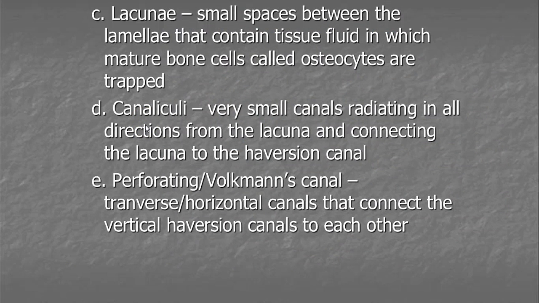Then you have what are called perforating or Volkmann's canals. Don't use the term Volkmann's, again, named after somebody, but perforating canals. Their main job is to connect Haversian canals. Haversian or central canals run up and down in the tissue, and perforating canals run perpendicular. Perforating canals also extend out into the periosteum, for blood vessels to insert themselves into the bone.